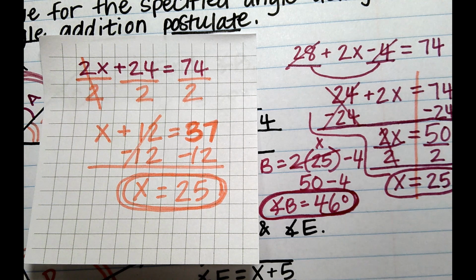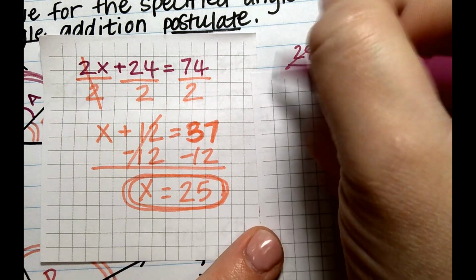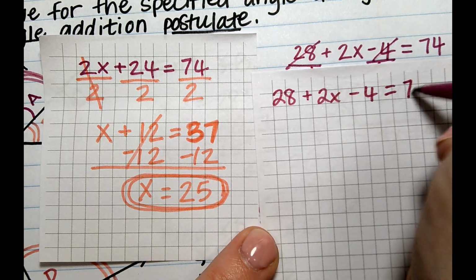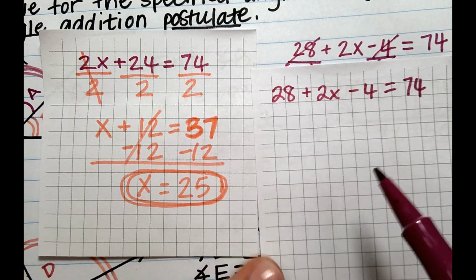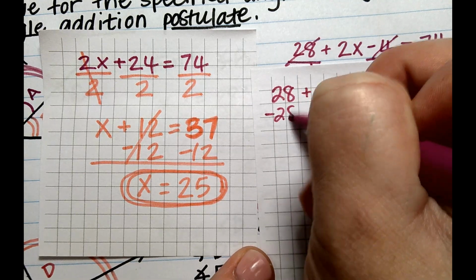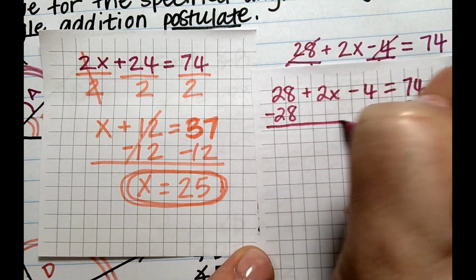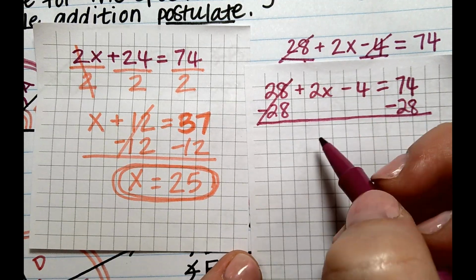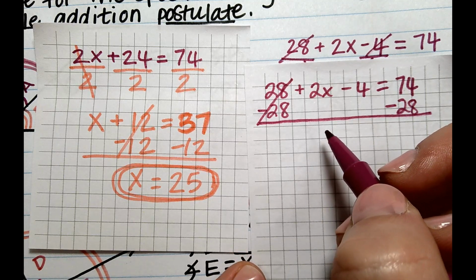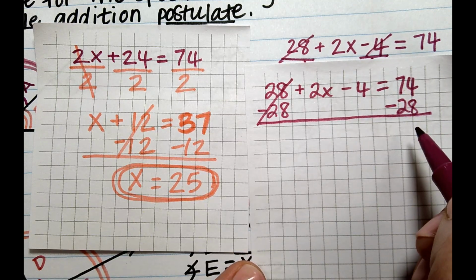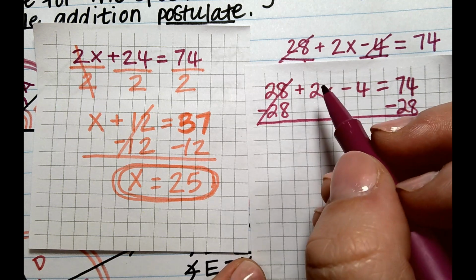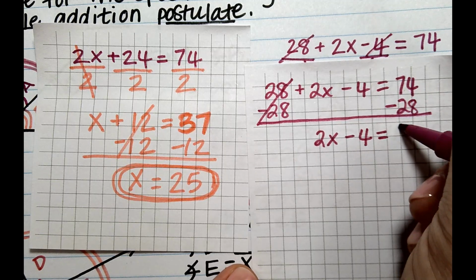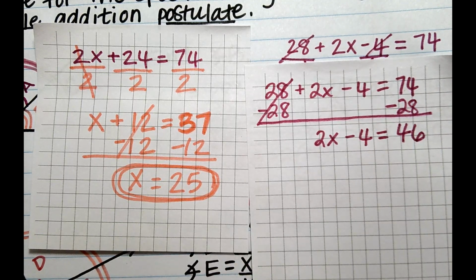Okay, so let me do that. You had the same equation, 28 plus 2x minus 4, right? Equals 74. And you said you subtracted 28 first? Okay, so let's do that. Let's see. Minus 28, minus 28. The 28's cancel. What did you bring down at the next step? 2x minus 4 equals 46. Then what'd you do?